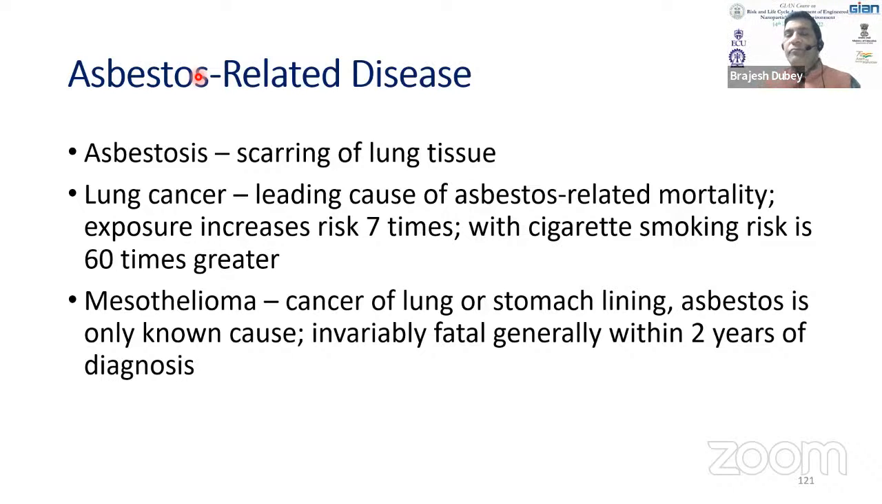That's where it creates asbestosis, which is the scarring of lung tissue, and it can cause lung cancer. The exposure risk is 7 times more, and if somebody is smoking cigarettes as well and gets exposed to asbestos, then the chances are even 60 times higher. So it does create cancer, like mesothelioma, cancer of the lung or stomach lining. Asbestos is the only known cause of mesothelioma, and it can be fatal within 2 years of diagnosis.